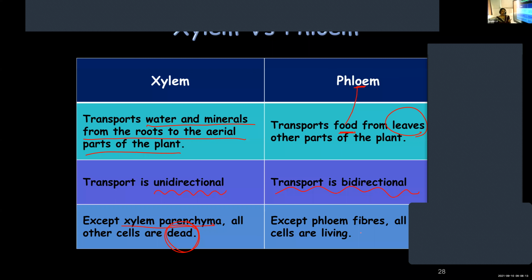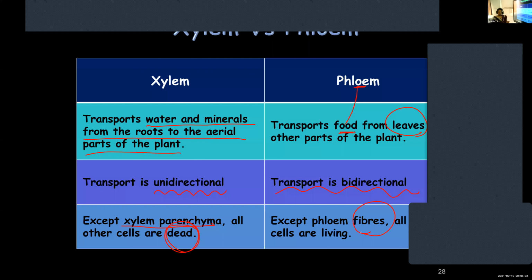Xylem and phloem differences. Function. Xylem transports water and minerals from where to where? From roots to different parts of the plant. Phloem transports food from the leaves to different parts of the plant. And the direction of transport, unidirectional in xylem, bidirectional or multidirectional in phloem.